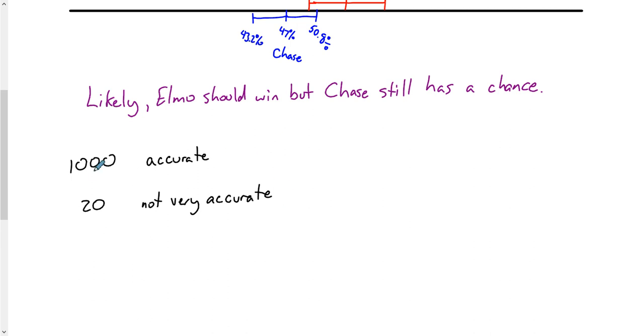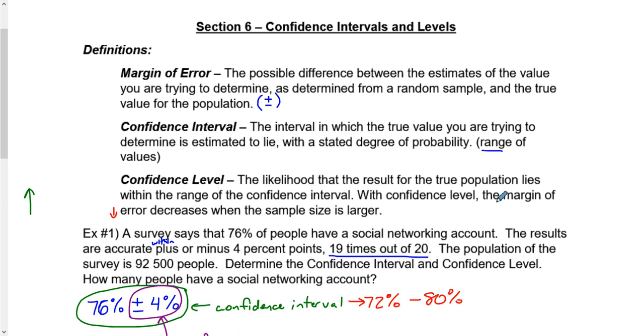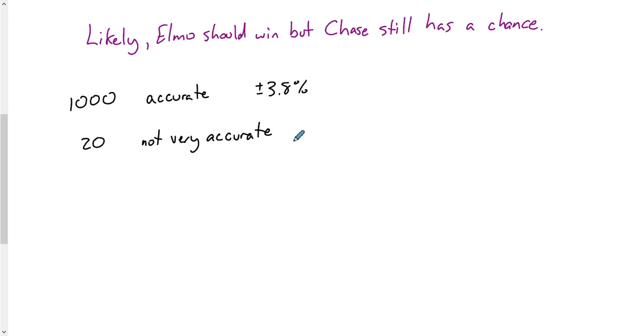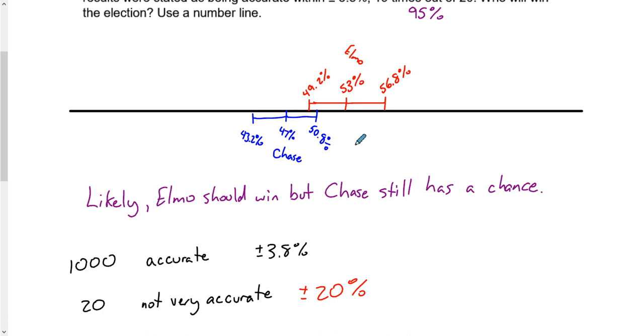So with 1,000 people, it's accurate within plus or minus 3.8%. Whereas in this case, our margin of error would actually go backwards. If you only survey 20 people, it could be plus or minus 20%, because you would not be very accurate. Meaning Chase could win up to 67%, but Elmo could be all the way down at 33%, which offers a lot of margin of error.